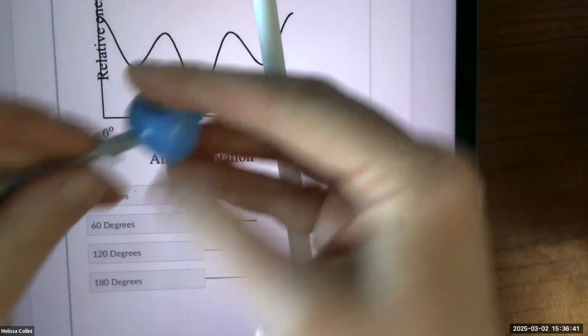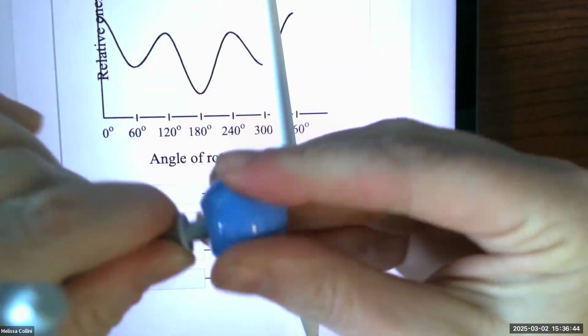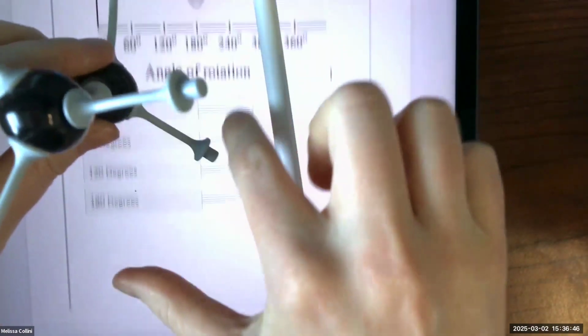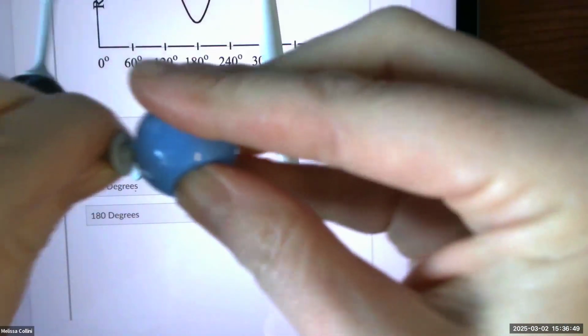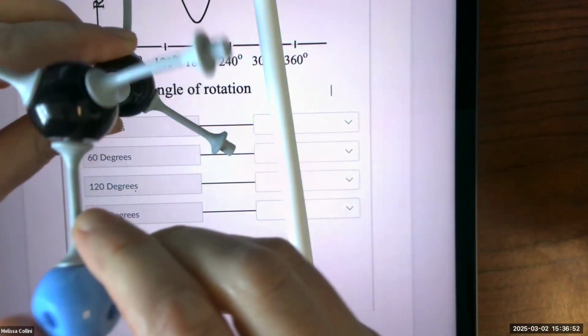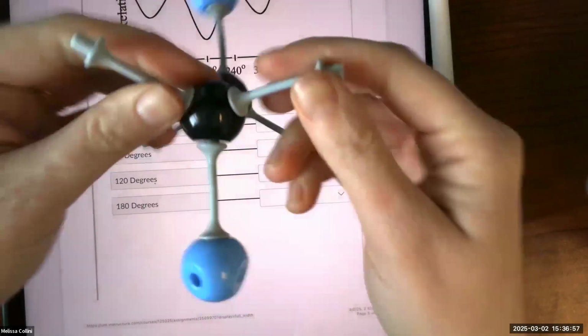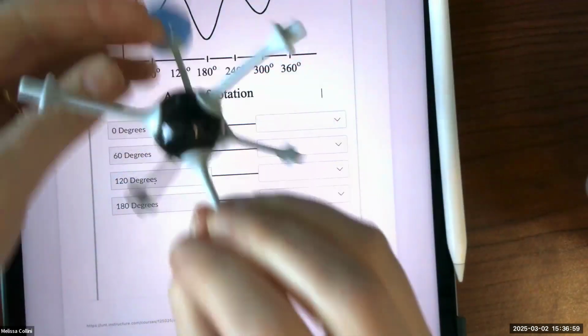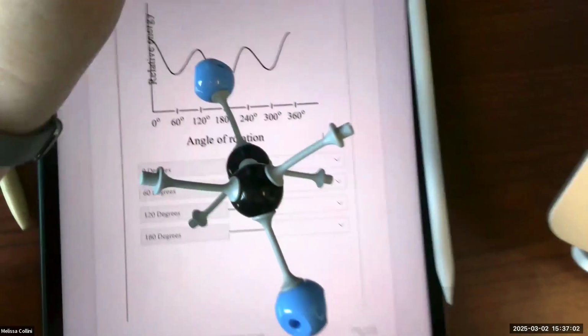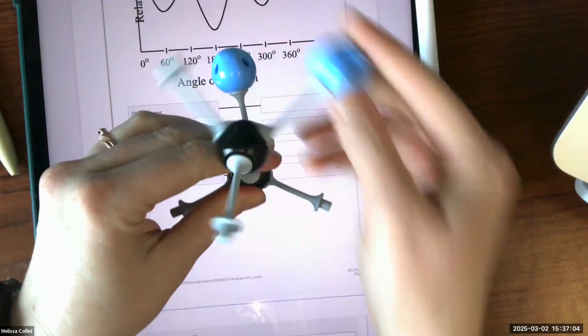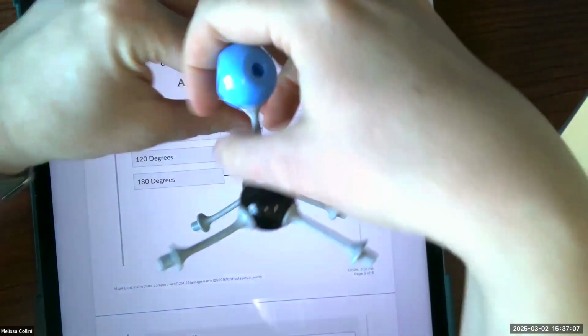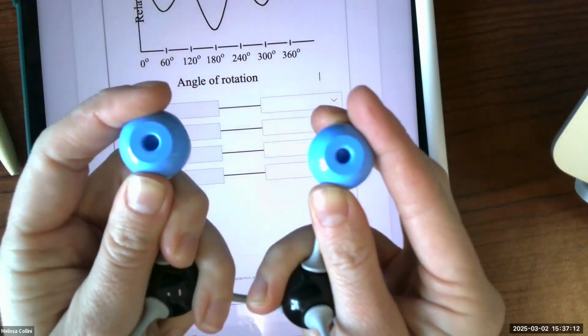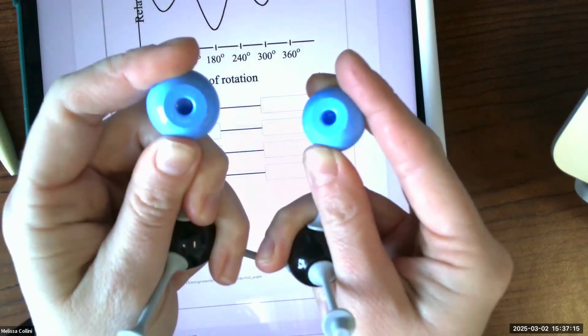So I'm going to say this big blue group on this side is the biggest group here, and this big blue group is the biggest group here. Everything else we'll just say are hydrogens. If I'm looking at this, these big groups are going to repel one another pretty easily. If they're on top of each other, they have a lot of electrons pushing one another away. It takes a lot of energy, like when you push two magnets together. So this is high in energy.